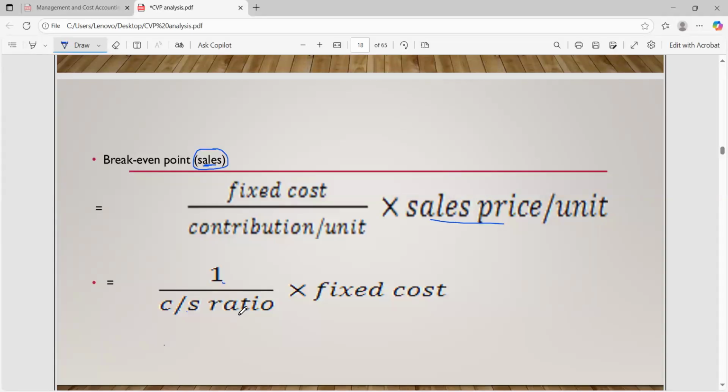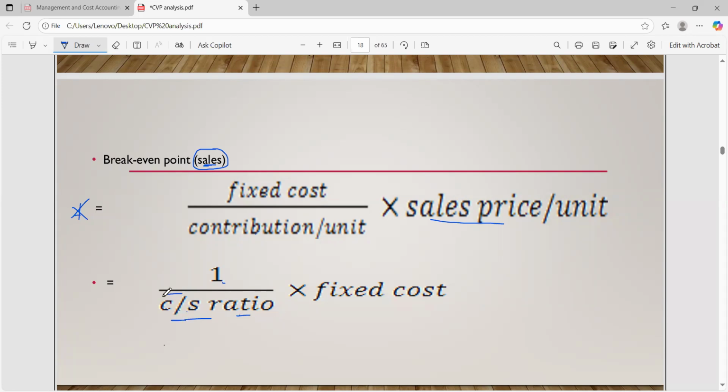Be mindful that we can be given in the question the contribution per sales ratio. You are not going to use this formula to determine the break-even in sales when the question gives you contribution or gives you sales minus variable cost, you can go ahead and use this. But then the question can state that the contribution ratio in the question is 4. Please, when you're asked to determine break-even in sales, you are supposed to use that contribution per sales ratio.